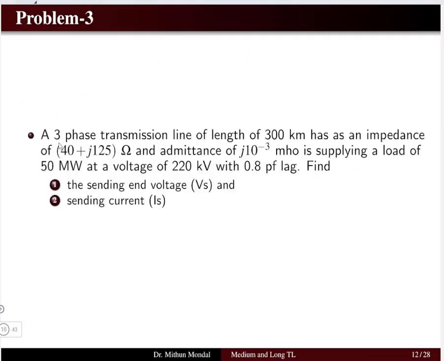Next problem: a 3-phase transmission line of length 300 kilometers. Now you see the length of the transmission line is very high, that is 300 kilometers, so we can think of this line as a long transmission line. It has an impedance given and an admittance given, and it is supplying a load of 50 megawatt. The unit is in megawatt, which means this is the real power of the 3-phase system at the receiving end. Now the voltage is 220 kV.